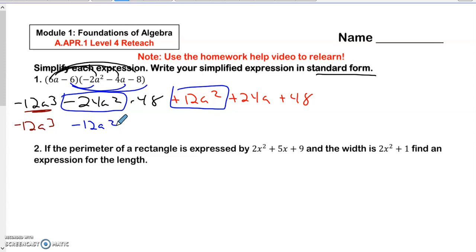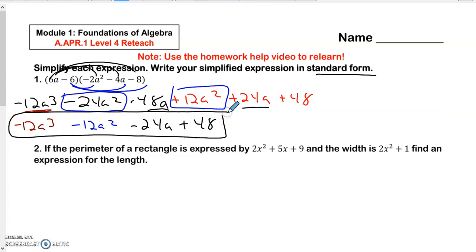And I did not put an a here. This should be an a. So this and this together, I'm going to combine them, and I get a minus 24a, and then finally a plus 48. Let's take a look at the next one.